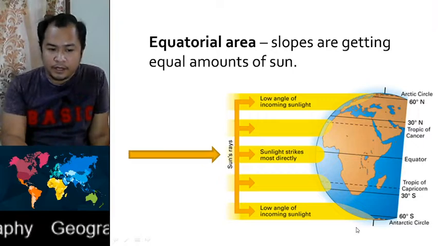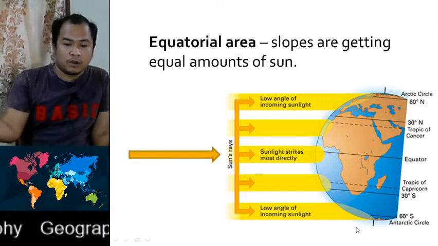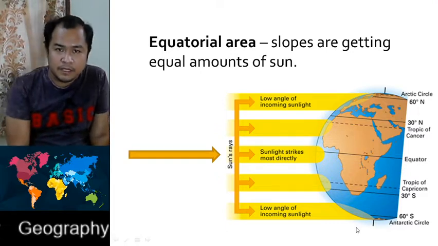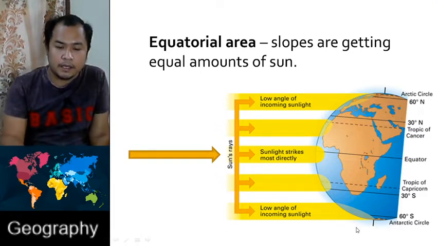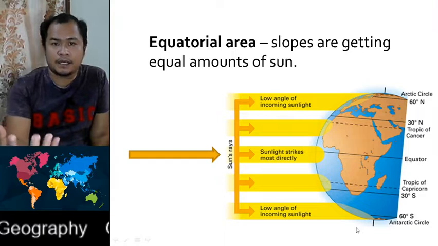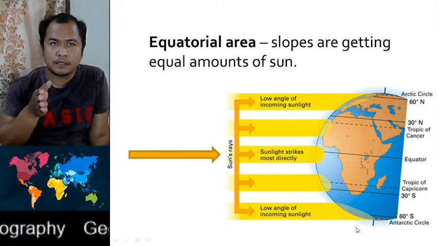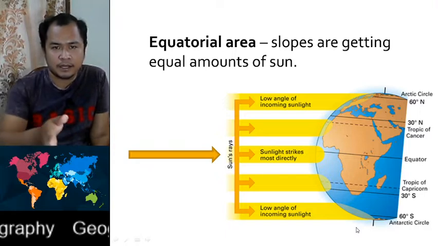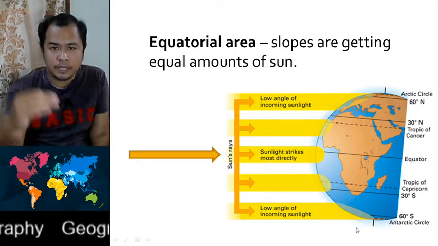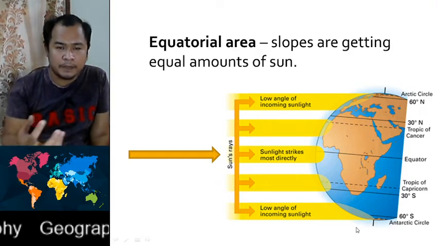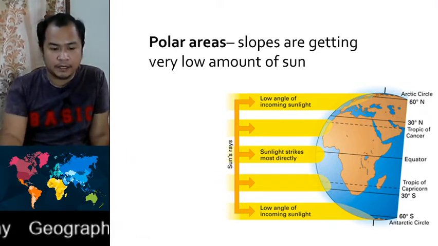In the equator or the equatorial areas, the slopes are getting equal amounts of sun. Again, it's getting a direct hit, or the sunlight's angle is directly hitting on top of a mountain. That means all of the faces of a mountain will be getting the same amount of sunlight.